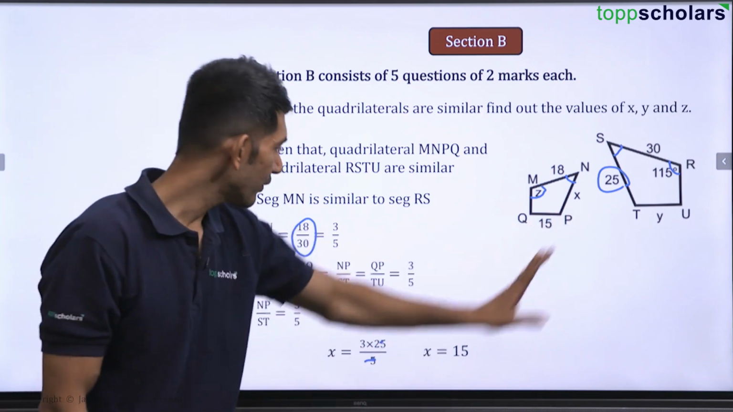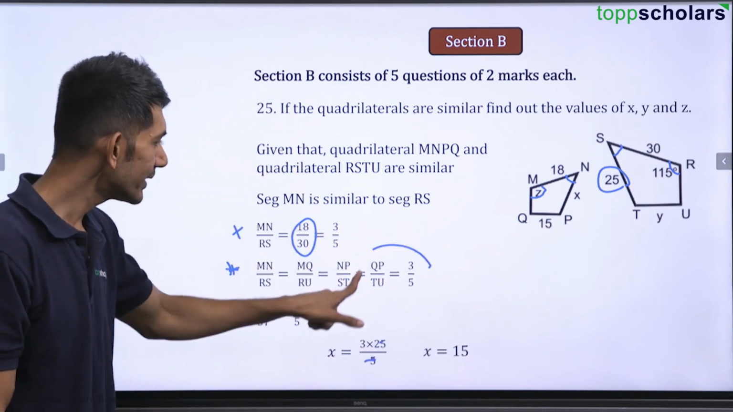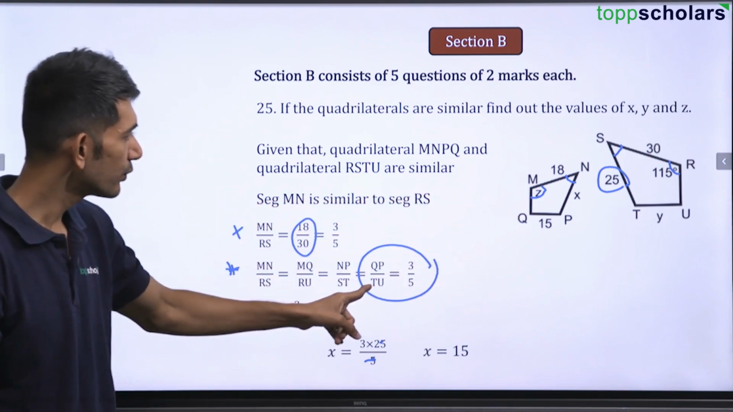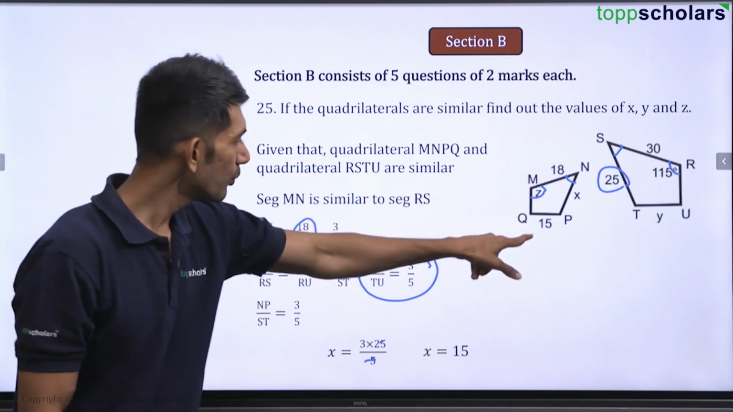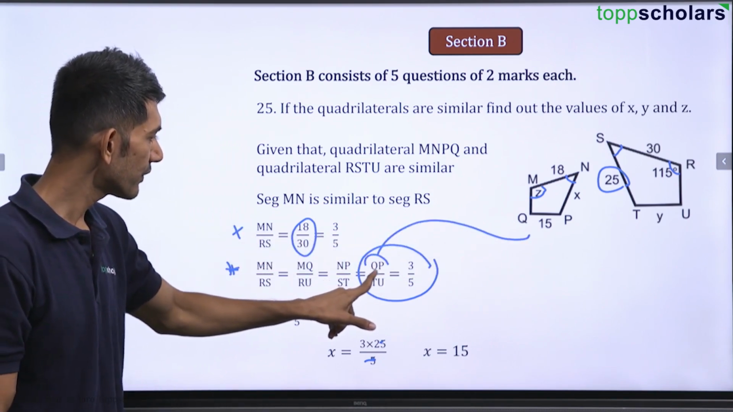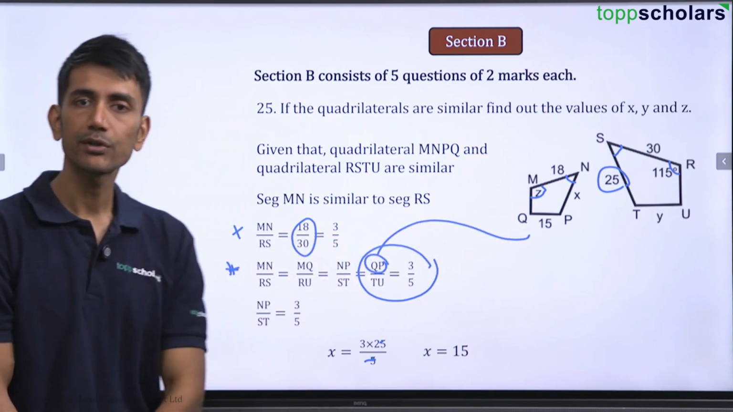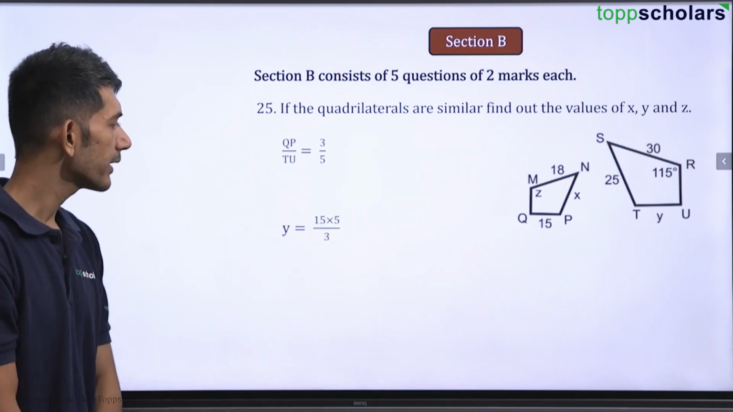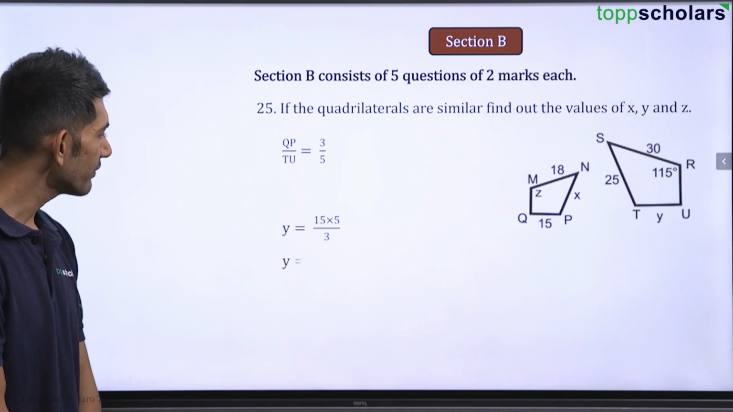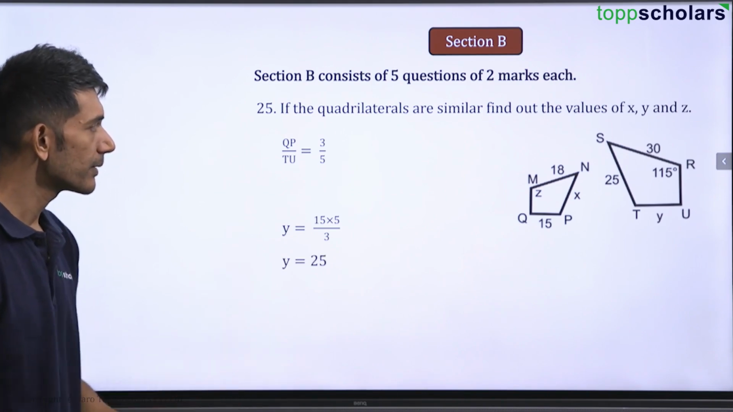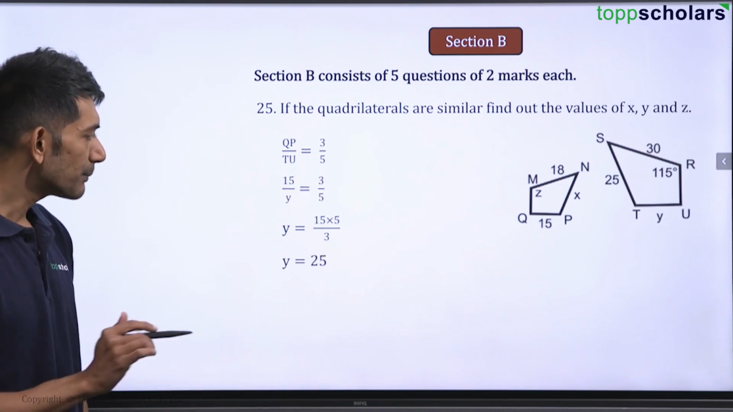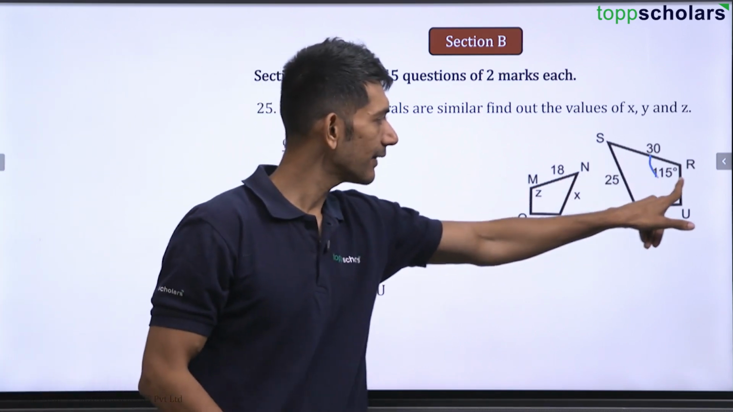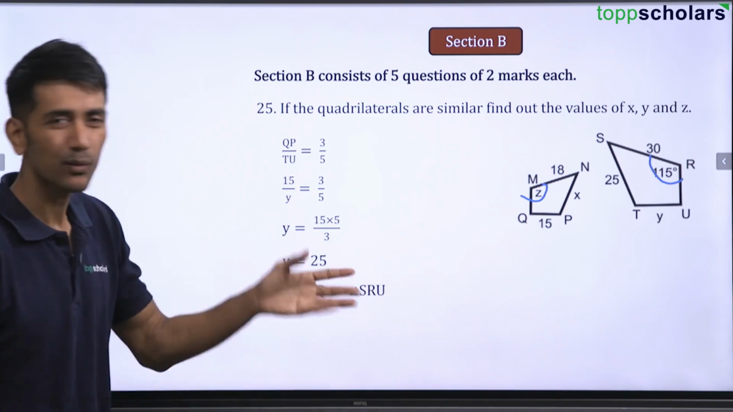Similarly, to get the value of y, you need TU. What is TU? TU is y. What is QP? QP is 15 here. Put 15. So 15 by TU is equal to 3 by 5. So 15 into 5 by 3 is equal to TU. Correct. And that gives you 25. So yes, y is 25. So the concept of similarity is what we are going to use here, and once you know that this angle and this angle are equal, that is directly z equal to 115.